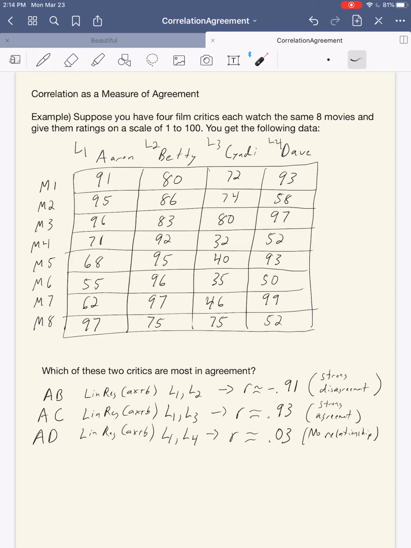So apparently there's just no relationship. These two don't really agree on things, nor do they really disagree. There's really just no relationship. All right, we have a couple other pairings to do.